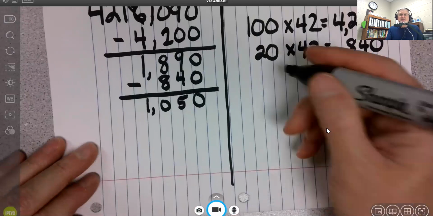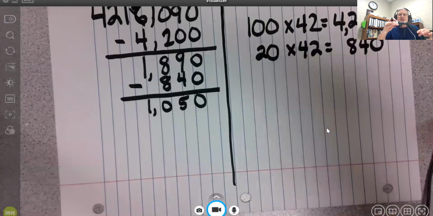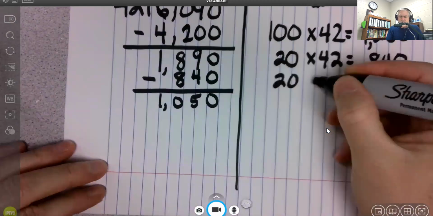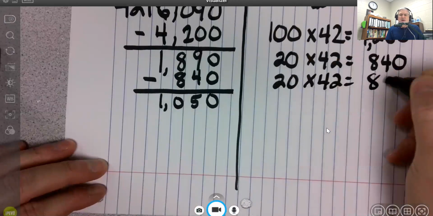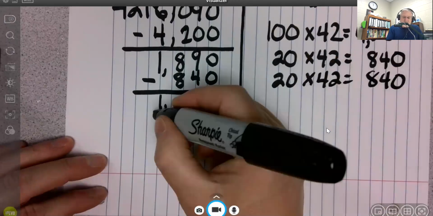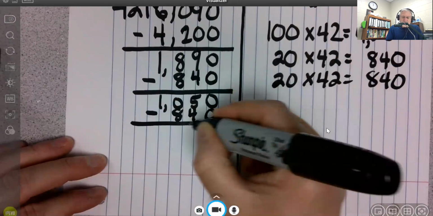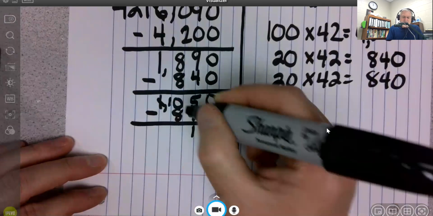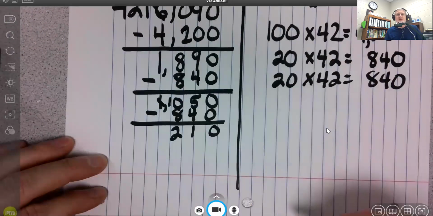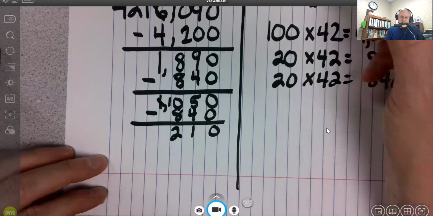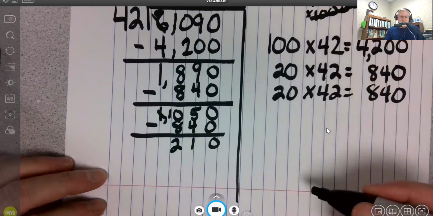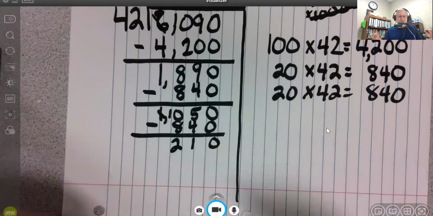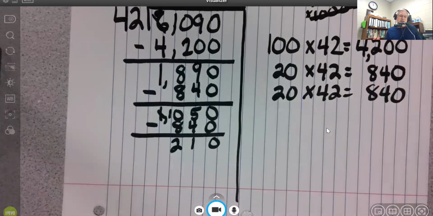Well, I can subtract another 20, or multiply another 20. And I would get 840. So I would subtract 840 again, and that would give me 210. I can't subtract 8 from 0, but I can subtract 10 minus 8, which would be 2, so 210. So now I can't really do tens anymore because 10 times 42 is 420, so I have less than that. So now I have to think of 1 through 9.